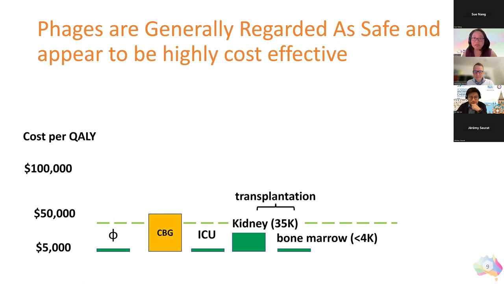Our externally commissioned modeling shows that phage treatment is at least as good value as bone marrow transplantation and ICU services. And it is a lot cheaper to implement. So this gives us the confidence to set up a phage biomanufacturing pipeline.